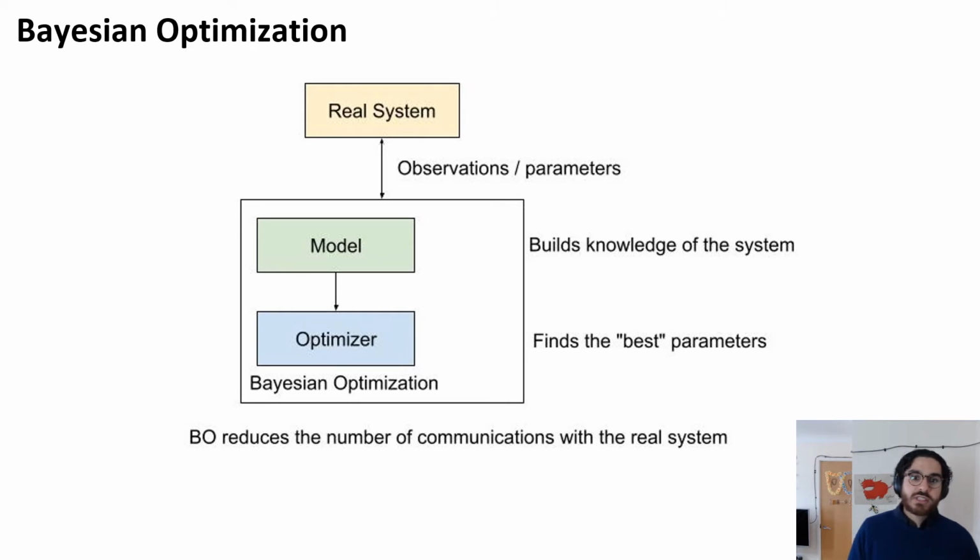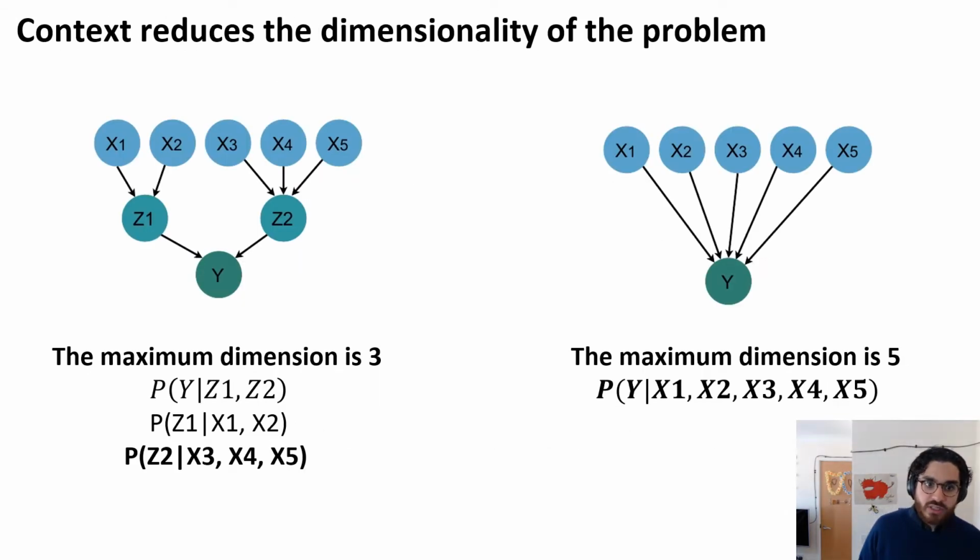BoGraph is built on the idea of Bayesian optimization. Rather than optimizing the system directly, you build a model of the system first, then explore potential configurations on the model before trying them on the real system. Thus, you reduce the number of evaluations needed on the real system. First, the main idea of BoGraph is leveraging context to break down complicated models, which allows you to model many more parameters using less data.